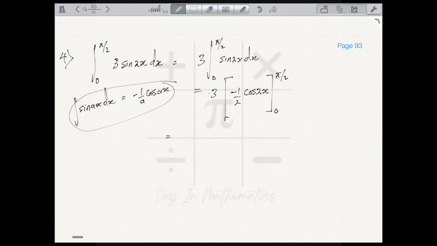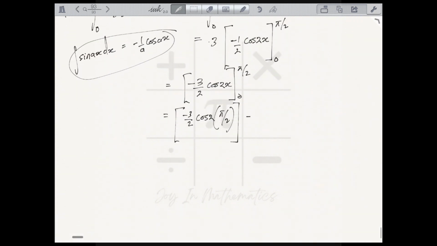Therefore, we can open this bracket now and say this will give us -3 over 2 cos 2x from 0 to pi over 2. So let's substitute our upper limit. So we have -3 over 2 cos 2 into pi over 2. And then let's substitute our lower limit. And that is -3 over 2 cos 2 into 0.